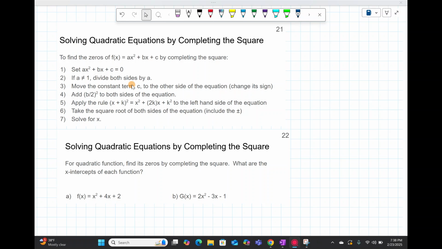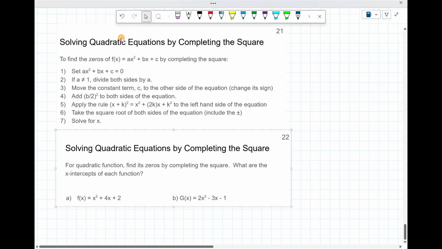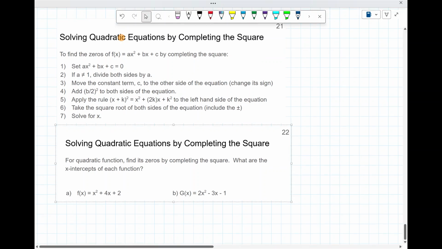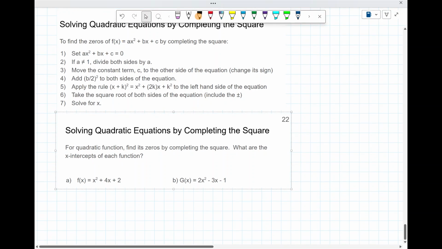In this video, we are going to practice solving quadratic equations by completing the square, and in particular finding the zeros of quadratic functions by completing the square. So at the top, we have the steps that you should take in order to find the zeros of a function by completing the square. And we will go through these steps as we work on the first problem, part A.